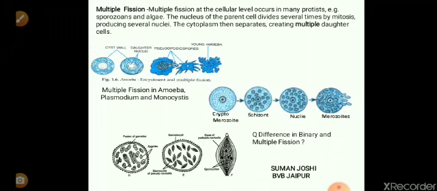Another example of multiple fission here is another protist, that is Monocystis. So you can see the Monocystis, and the various gametocytes are present inside the common membrane.